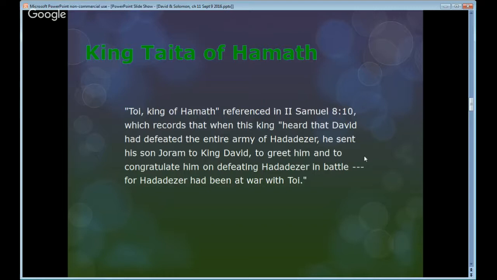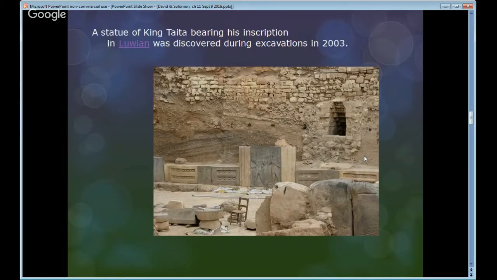Now, this Toi, again, would have been on the northernmost front for Israel. And Israel eventually took Hamath as a tribute city. They may have occupied the city, but they would not have controlled the territory at all. They really just would have controlled a port city. They would have received tribute from the trade that proceeded through that port. So it was a way of making Israel very wealthy.